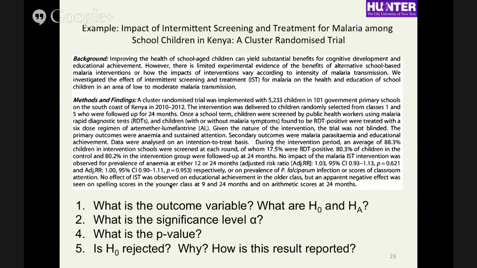Yep, so H0 is that the arithmetic scores at 24 months are the same for those who are screened and treated for malaria as for those who are not. By saying that they're the same, I'm talking about the populations, not just the individuals who happen to be in the samples that we're observing, but we assume that those samples are representative of an entire population. And the alternative hypothesis is that they're not the same.